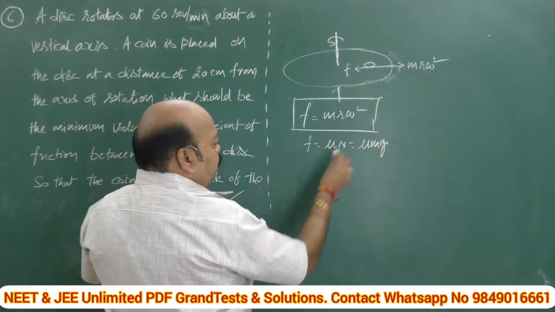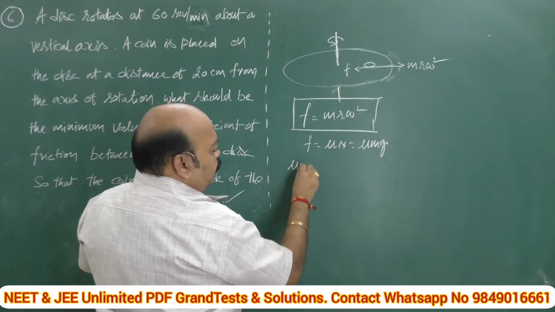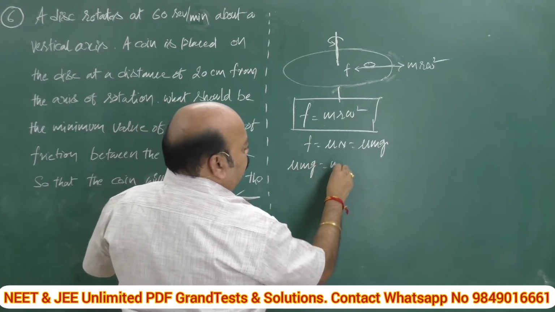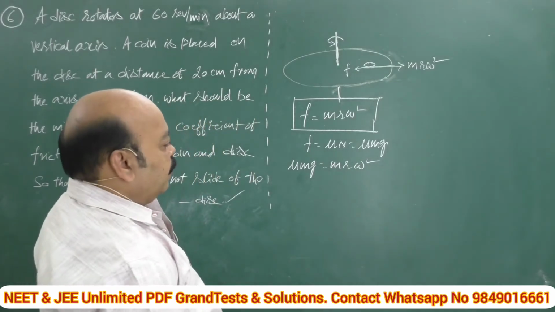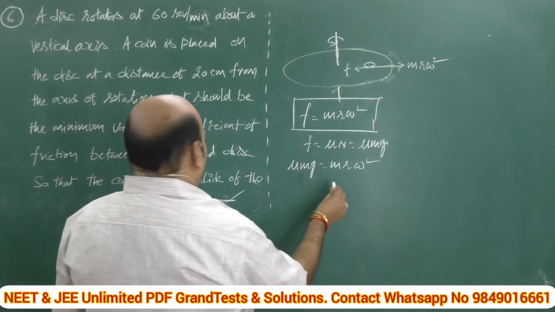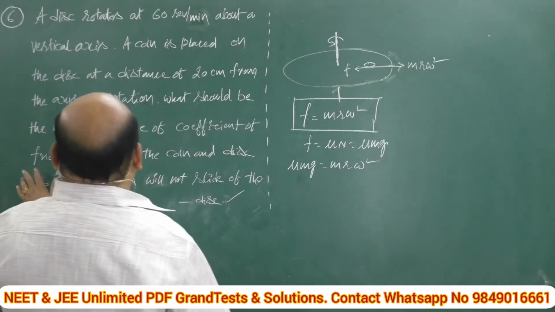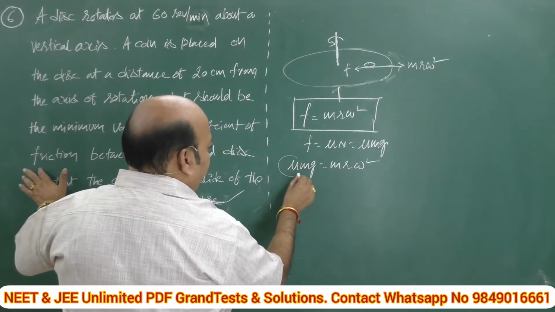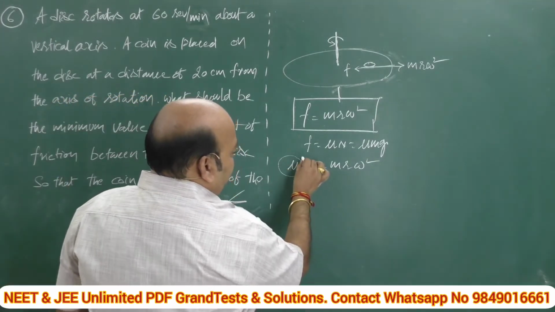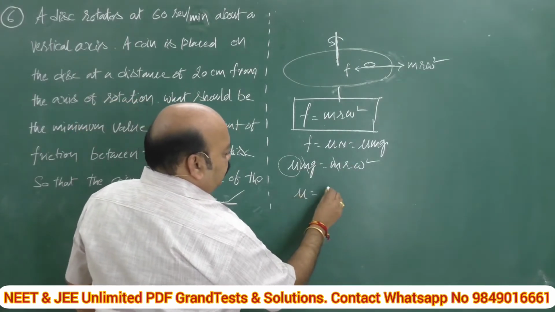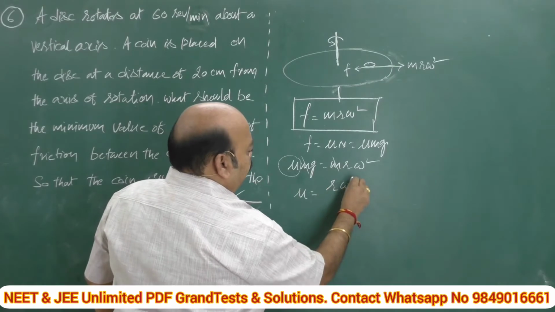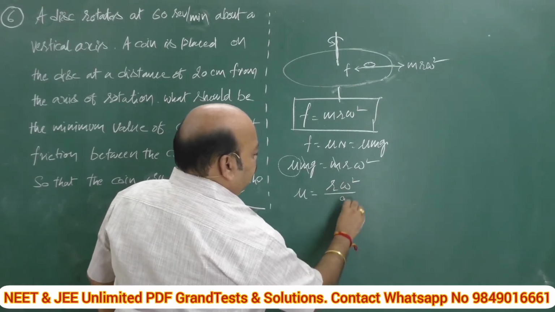If you substitute all these things, mu mg is equal to m r omega square. Now our job is to calculate the minimum coefficient of friction. That means we have to make this the subject; m and m strike off, and the coefficient of friction mu is equal to r omega square by g.